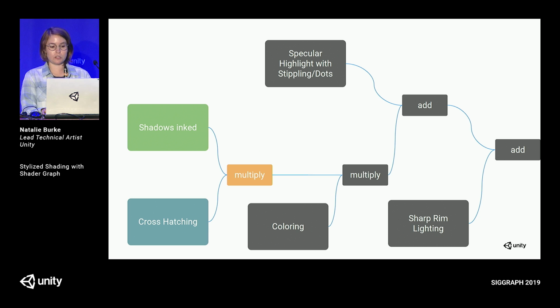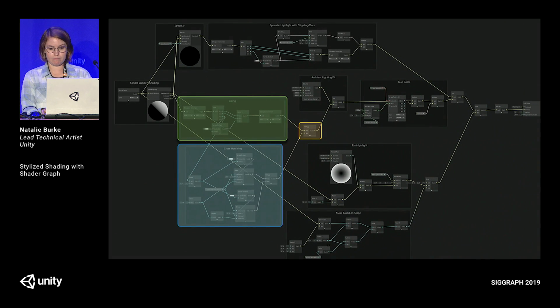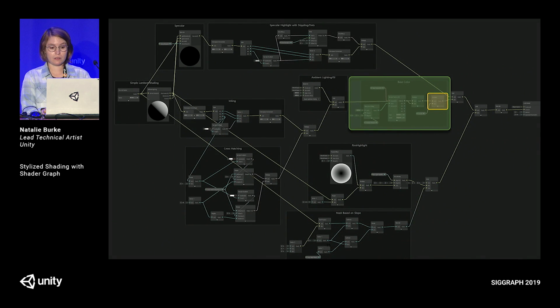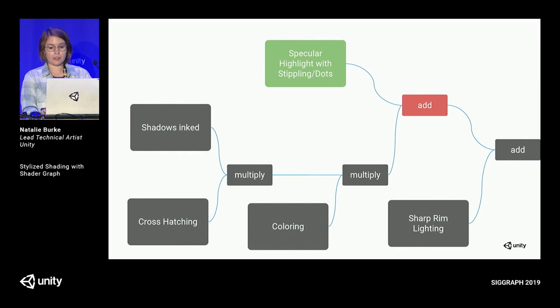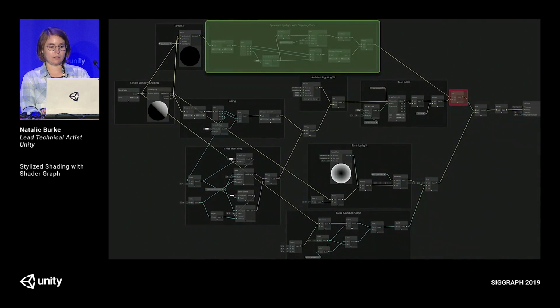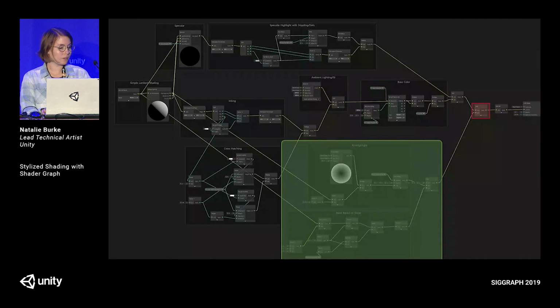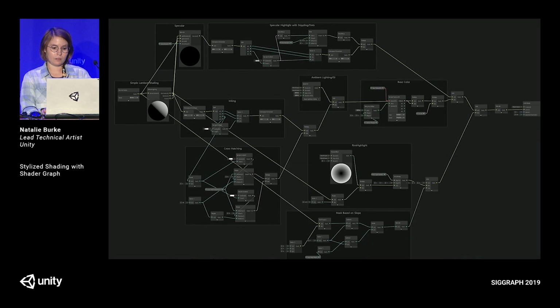So you want to multiply the shadows inked by the cross-hatching. And that's there. Then I want to multiply that output by my coloring, which is next. Then just add our modified direct specular. And then finally add our rim lighting. And that's it. We've made this shader now.